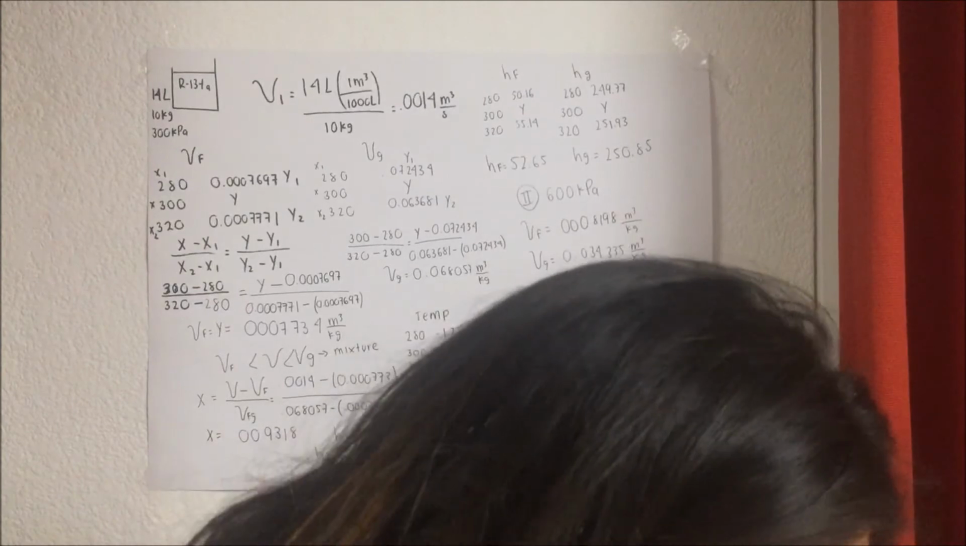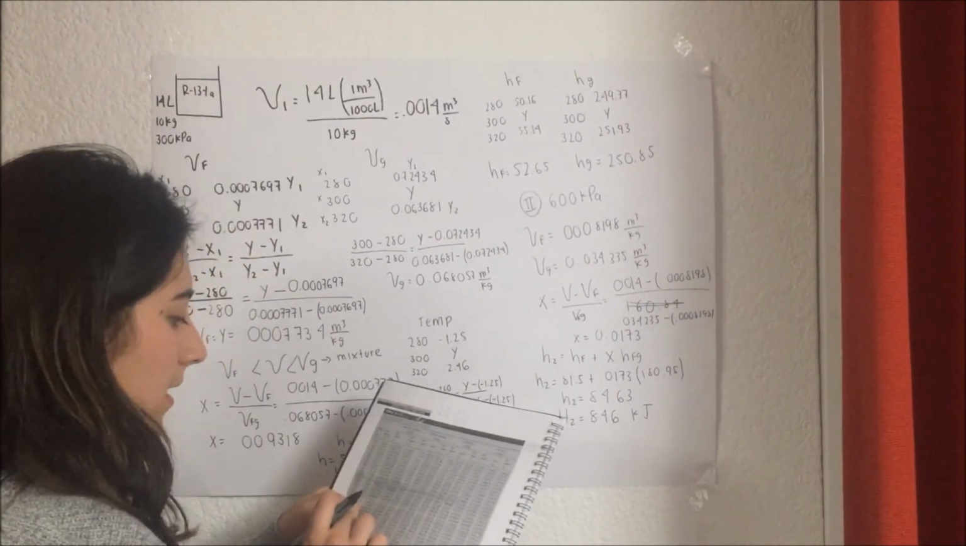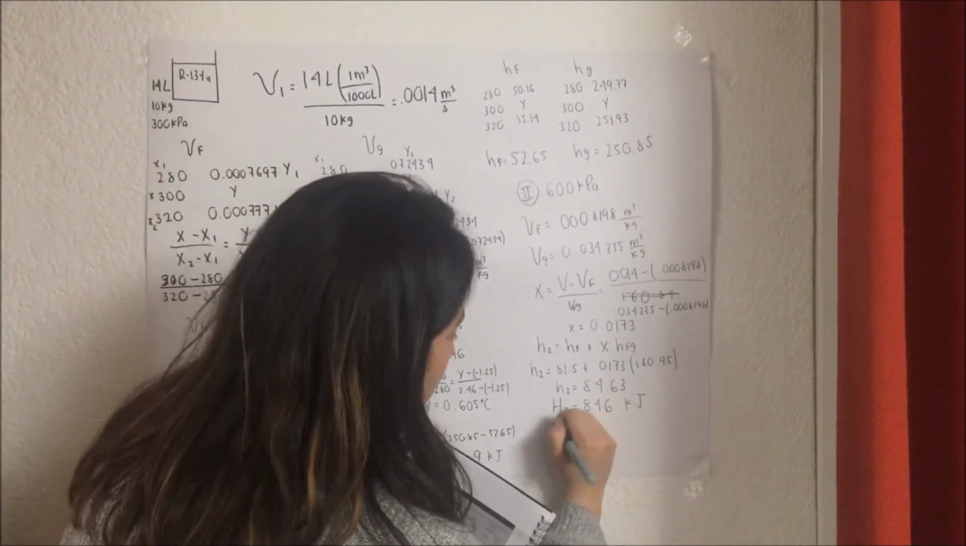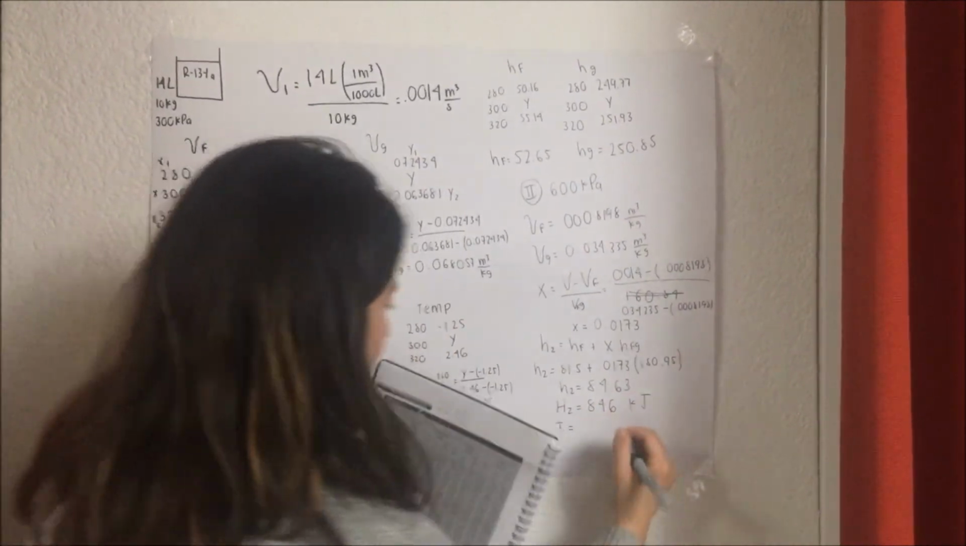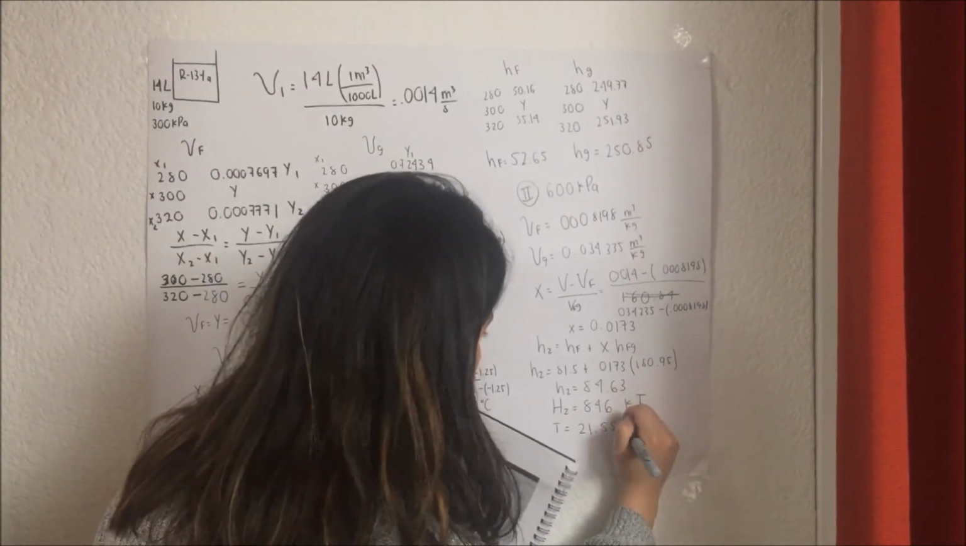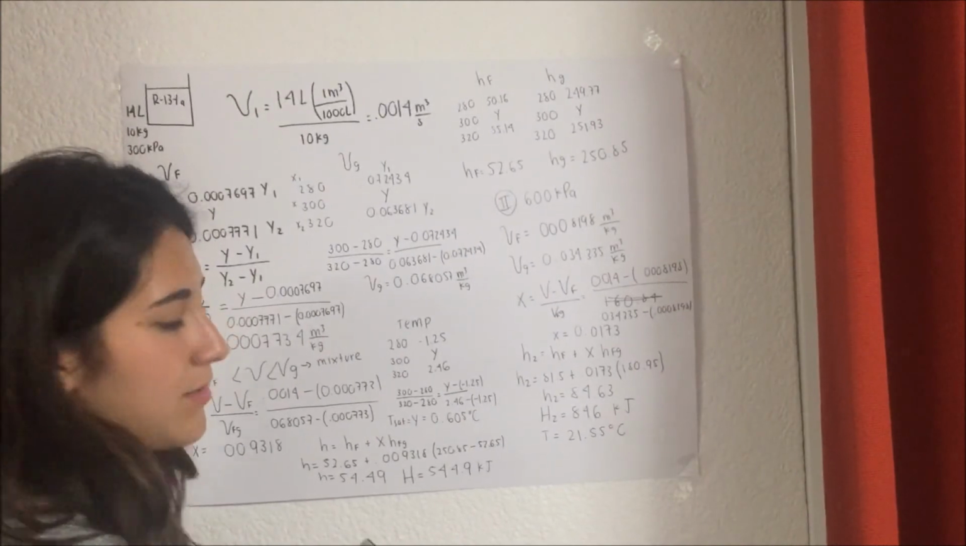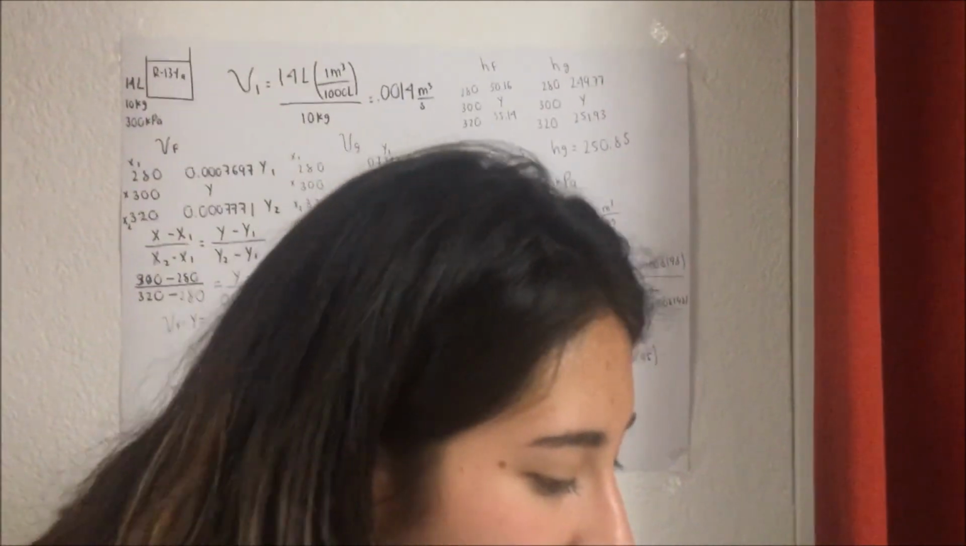And for this case, the temperature equals our Tsat. In the tables we can locate the value. So our temperature equals 21.55 Celsius. So that's it.